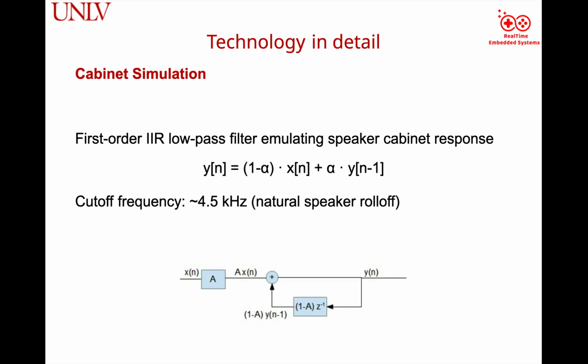The cabinet simulation is like the speaker simulation that I told you earlier. The cabinet simulation simulates the sound from the speaker as real. We try to simulate the real sound from the guitar speaker, as you can hear from a real speaker. So we use a first order IIR low pass filter with a 4.5 kilohertz cutoff, simulating the natural roll-off of a guitar speaker, providing a realistic cabinet response like a real speaker.